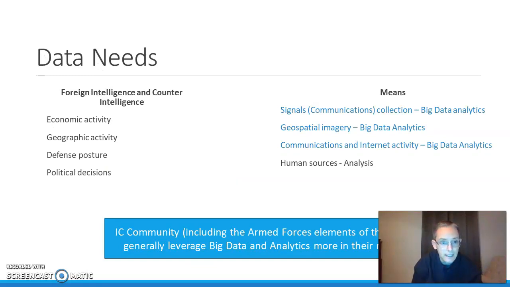Data needs that you're going to have really focused into these two areas. So you've got foreign intelligence and counterintelligence, and you're going to be gathering economic activity, geographic activity, defense posture, and political decisions. That's what they're looking for. The means to gather those information are going to be signals, communication collection, which again is going to be big data analytics, geospatial imagery. So think about your satellite imagery, your other collection techniques from high altitude. Those are big data analytics techniques. And your communication internet activities, sorting through everything that we can capture to see what's going on, as well as the human sources, which is just basic analysis.